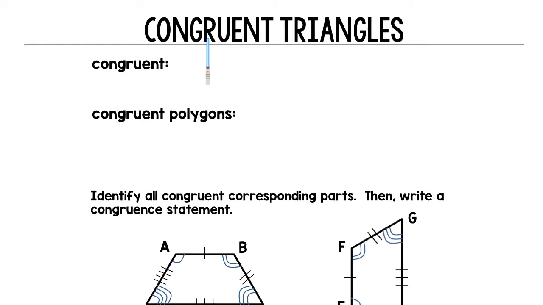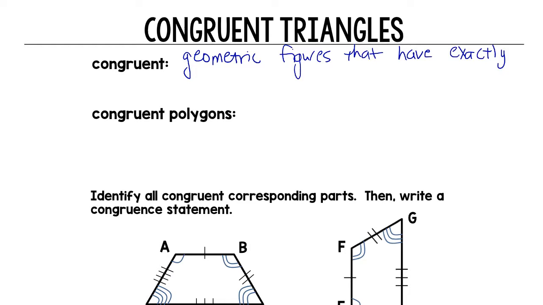Today, we're going to be talking about congruent triangles. It's going to be amazing. So, congruent means these are geometric figures that have exactly the same shape and same size.